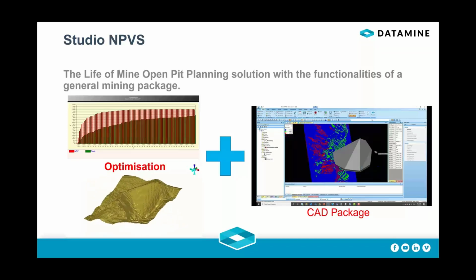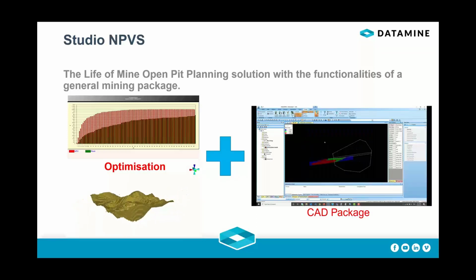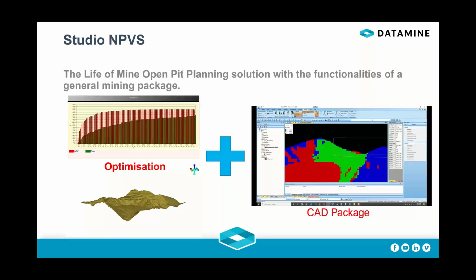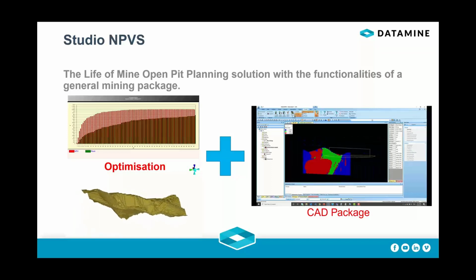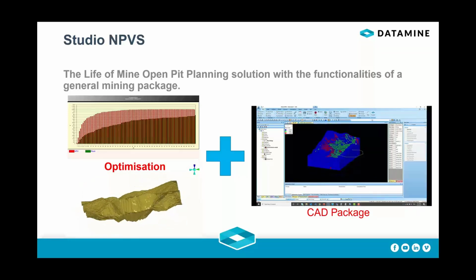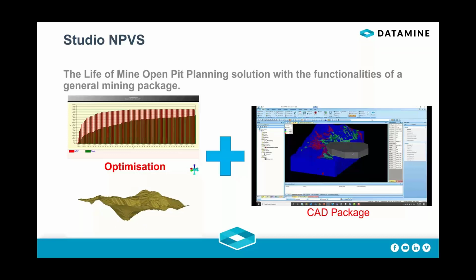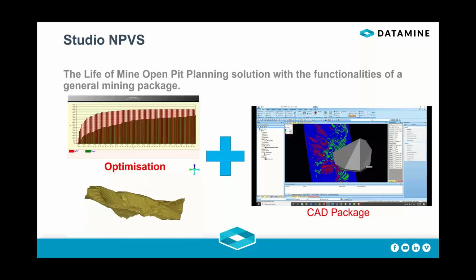So you can run all your optimization, generate your pushbacks, and run some life of mine scheduling, and at the same time use all your CAD tools to generate wireframes, to query the block model, to create sections, and to create any report that's necessary. So you can do both in the same solution. You don't need to swap between solutions. And why is this important for my presentation?